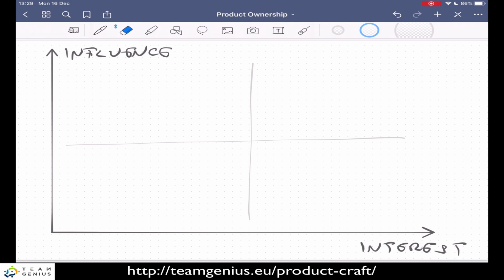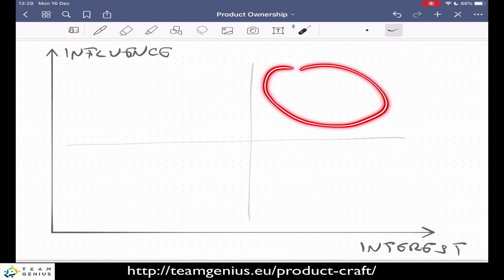Now, when we're looking at this particular tool and how to map that, we can consider that we have ultimately 4 quadrants. So there is low influence and low interest down here. There is high influence and low interest over there. We have high influence and high interest over here. And we have low influence and high interest over here. Now, this is a tool for mapping stakeholders.